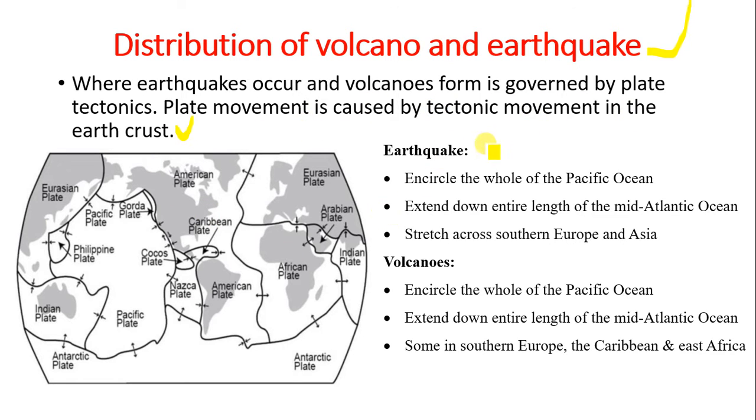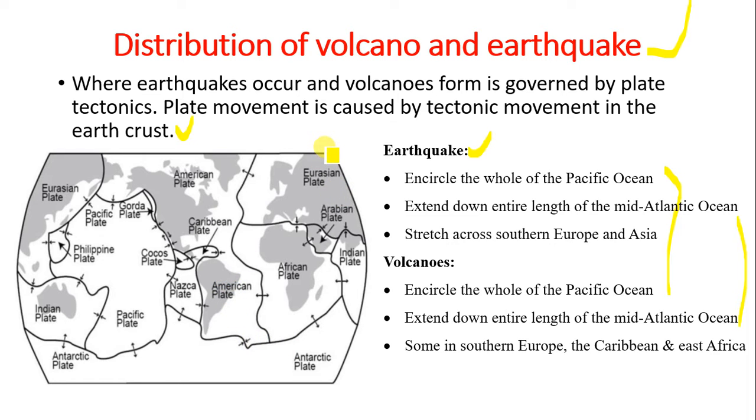So when you have earthquake in terms of distribution, it encircles the whole of the Pacific Ocean, and it extends down the entire length of the mid-Atlantic region, and it stretches across southern Europe and Asia. While volcano also encircle the whole part of the Pacific, usually around the Pacific Ring of Fire. The same thing, it extends down the entire length of the mid-Atlantic Ocean, and some in southern Europe, the Caribbean, and East Africa.